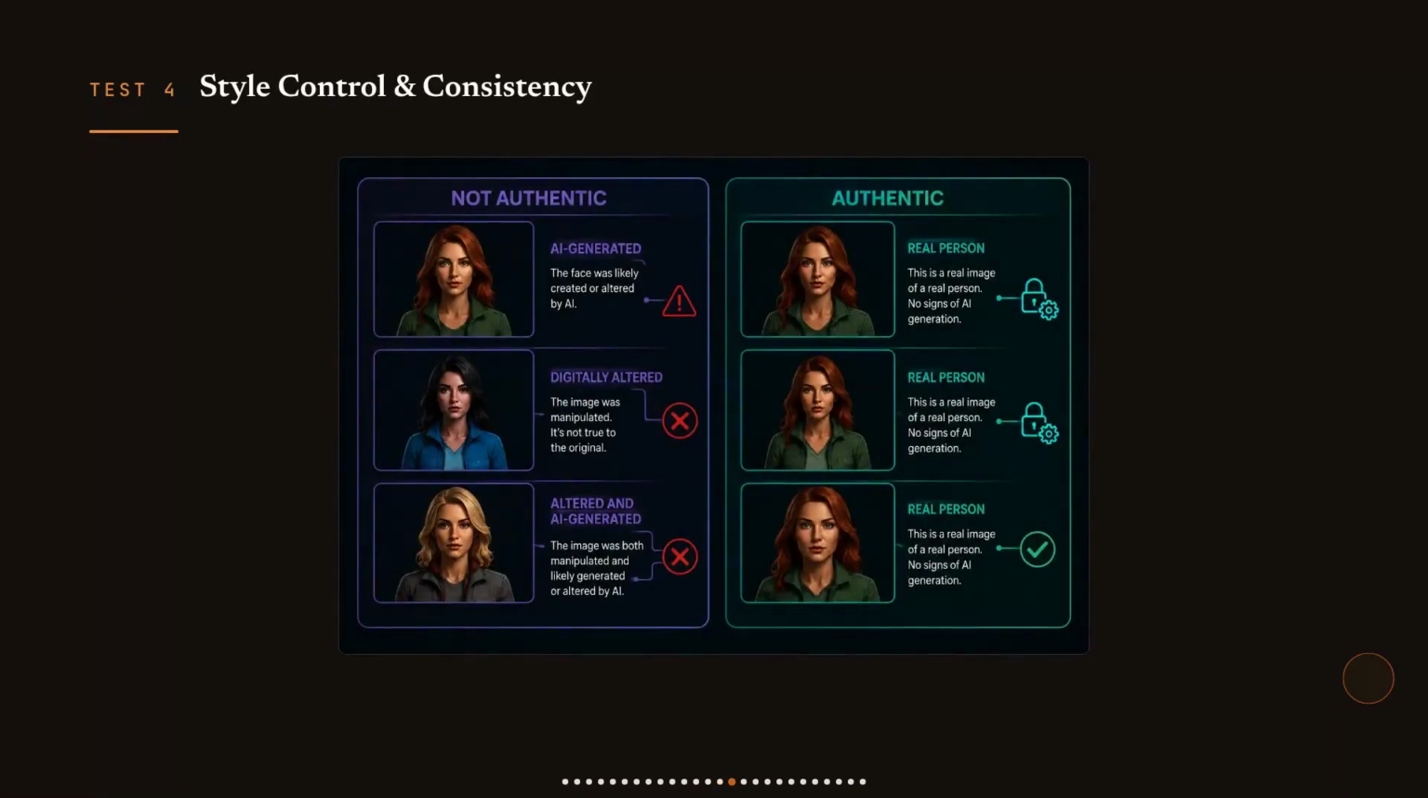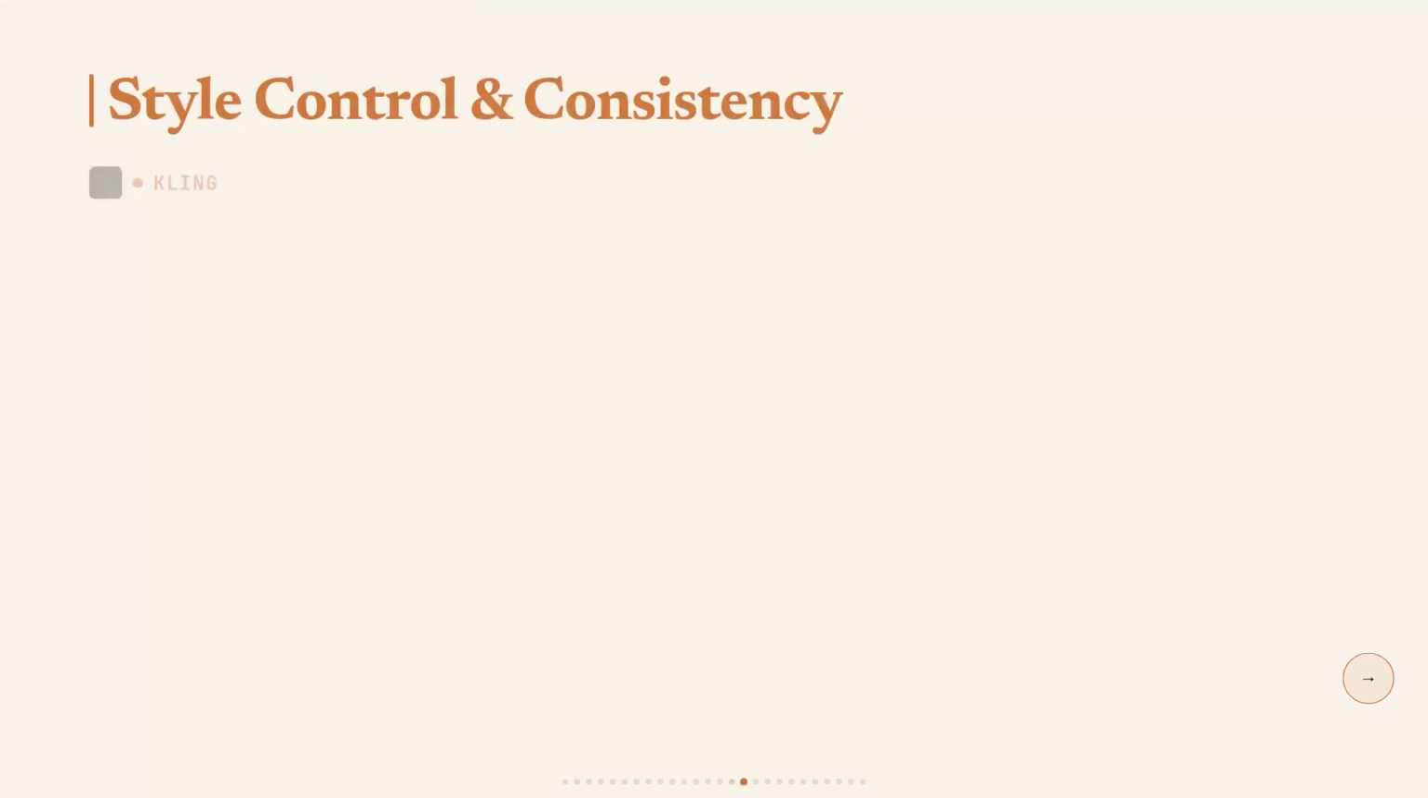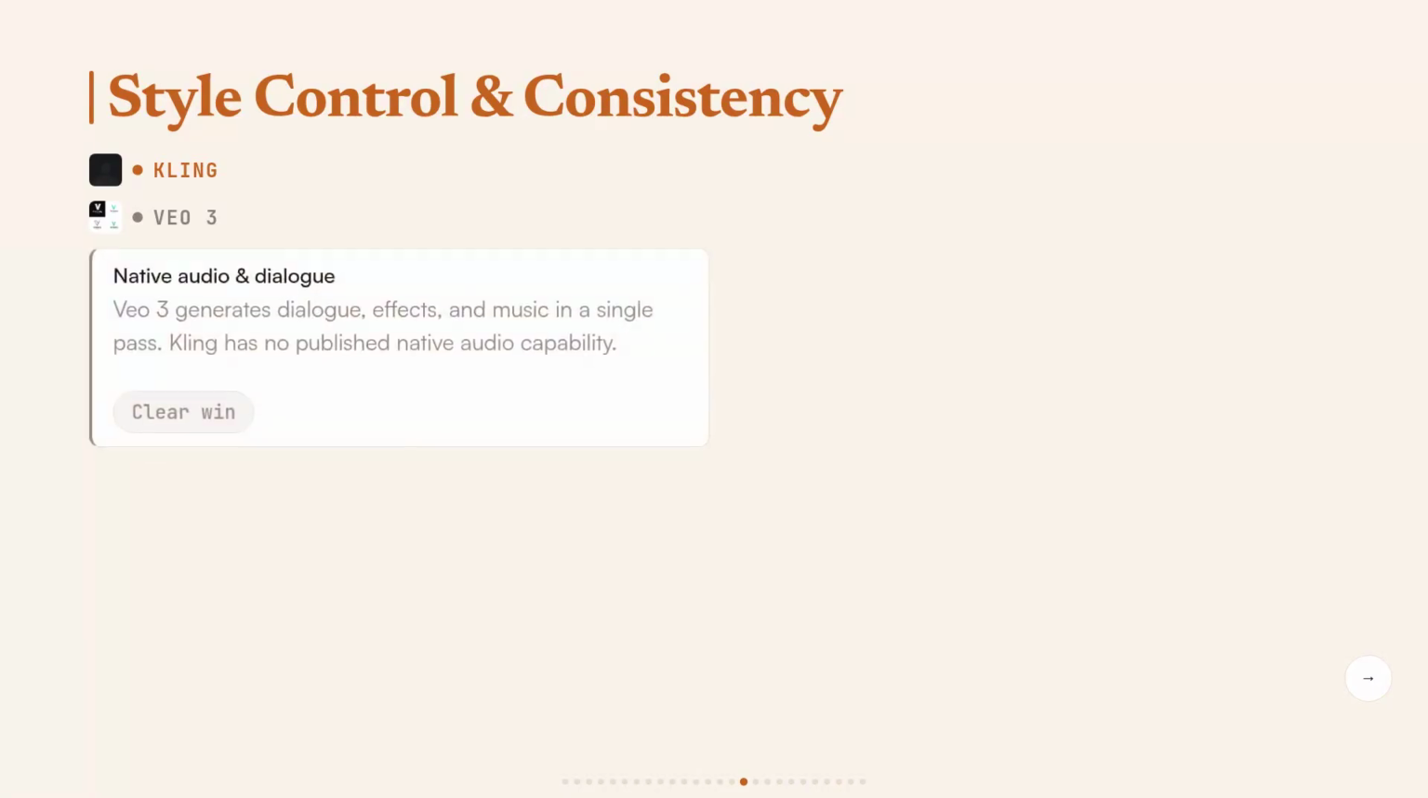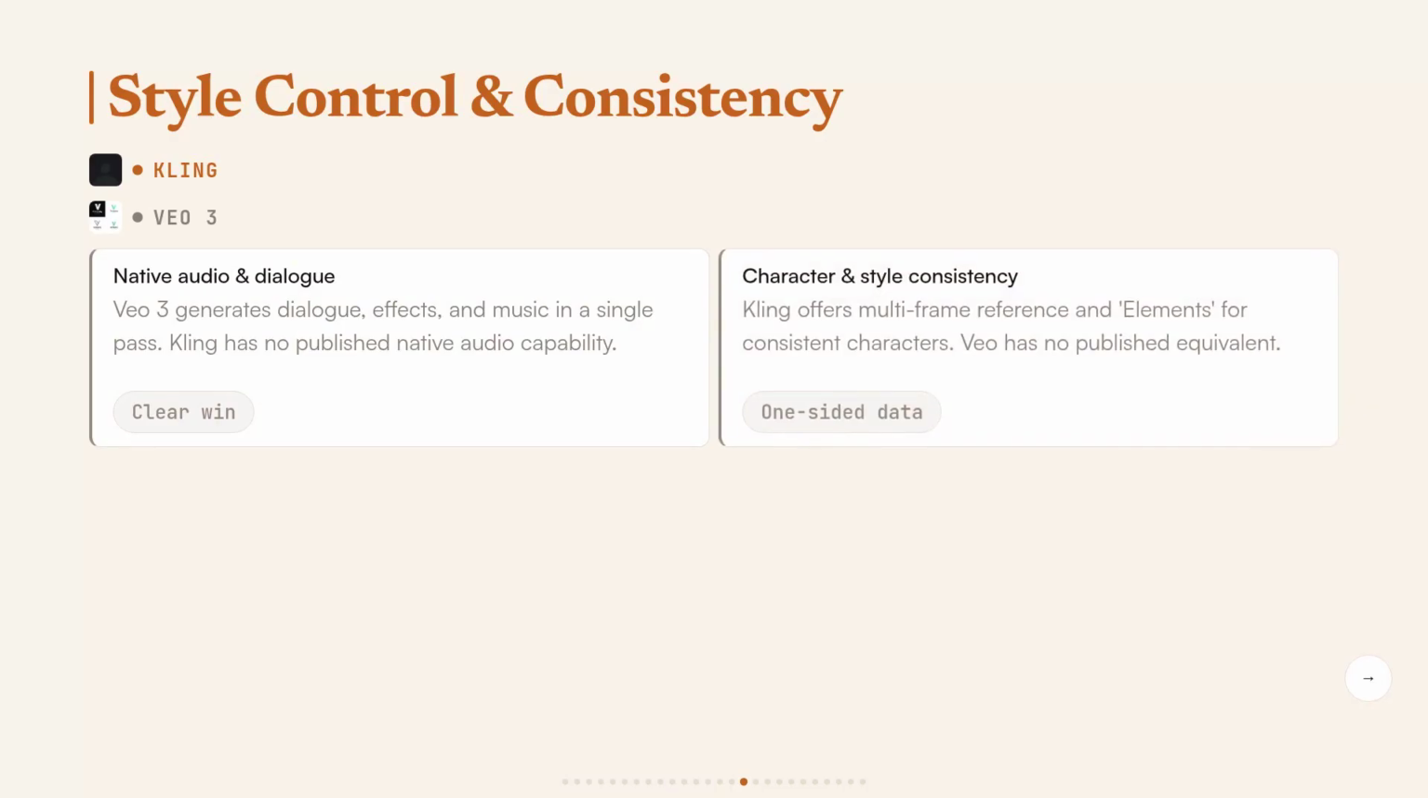Test 4. Style control and consistency. Inconsistent characters or props between shots means you can't actually cut together a real sequence. You end up with a pile of disconnected one-off clips instead of a story. Kling's Elements system lets you build a reusable character, product, or asset and carry it across generations, and in independent testing, Kling 2.6 held 90% character consistency across 3 clips. That's a real number, not a marketing line.